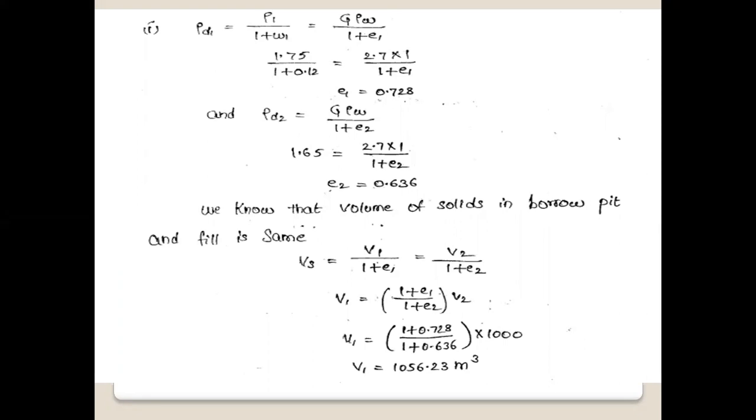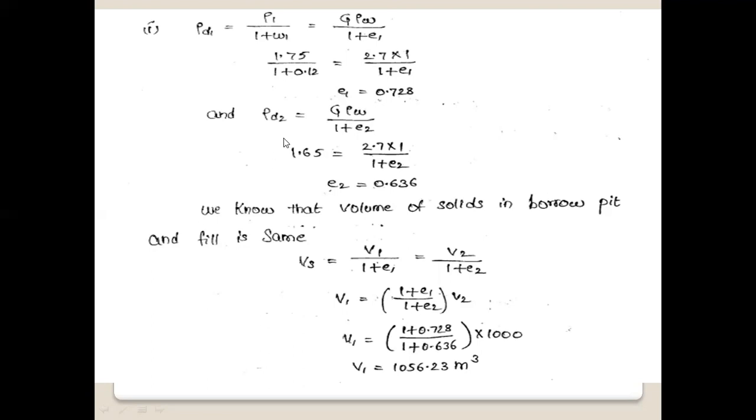Rho D1 equal to rho 1 divided by 1 plus W1, equal to G into rho W divided by 1 plus E1. So here rho 1 equal to 1.75 divided by 1 plus water content 12 percent, so 0.12, and specific gravity 2.7 into unit weight of the water 1, divided by 1 plus E1. So finally the void ratio E1 is equal to 0.728.